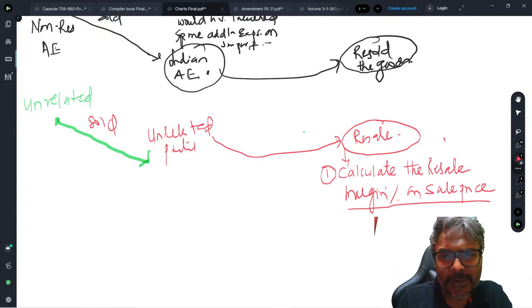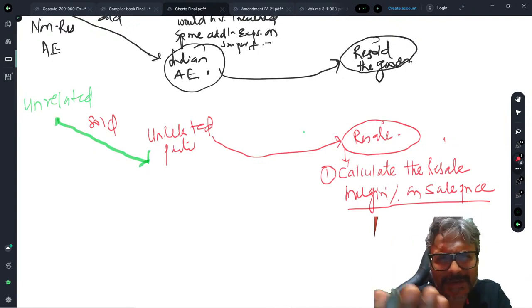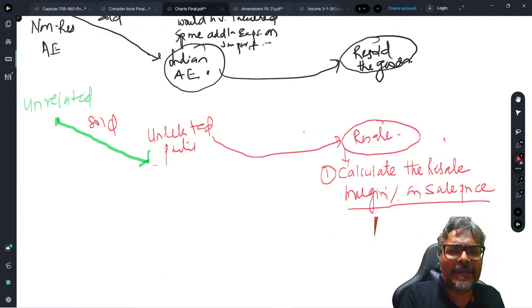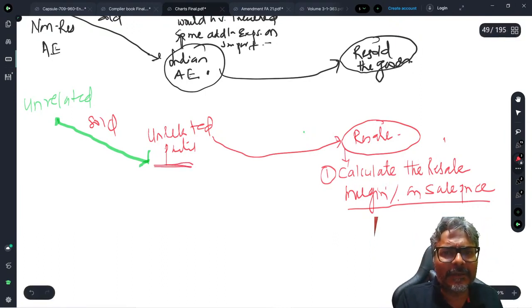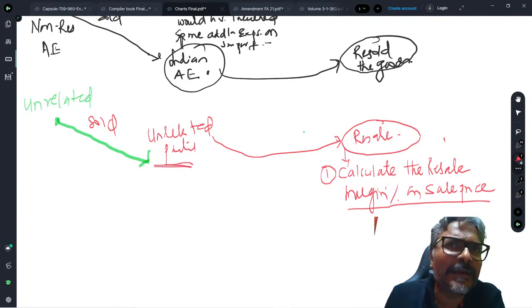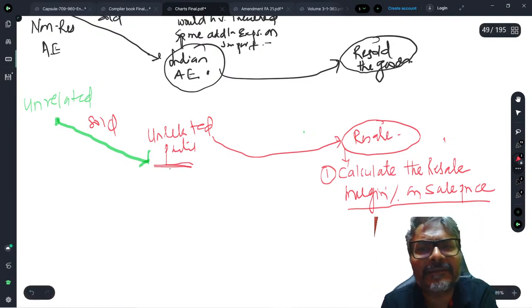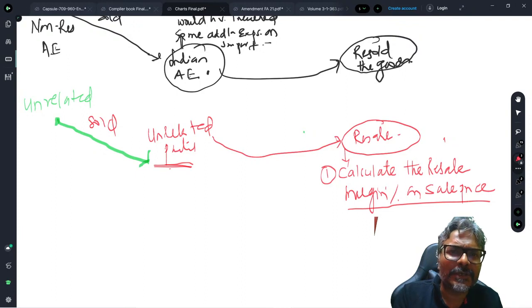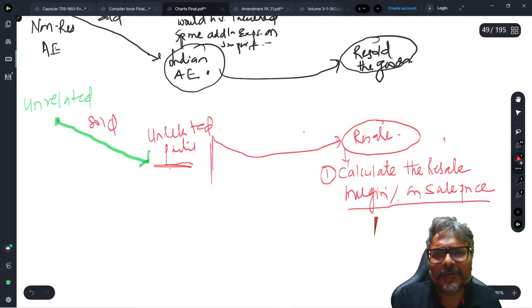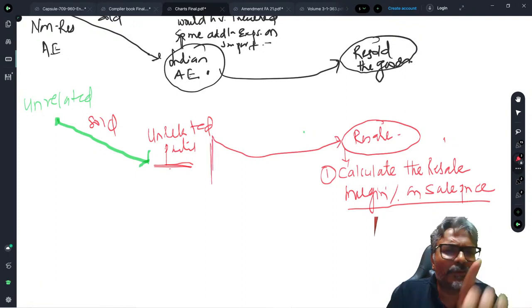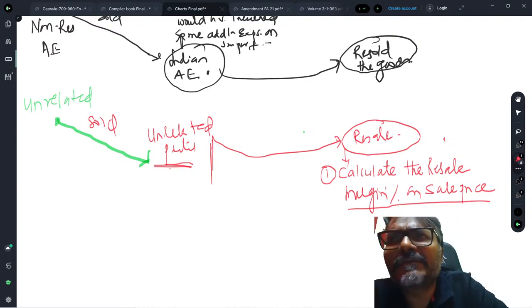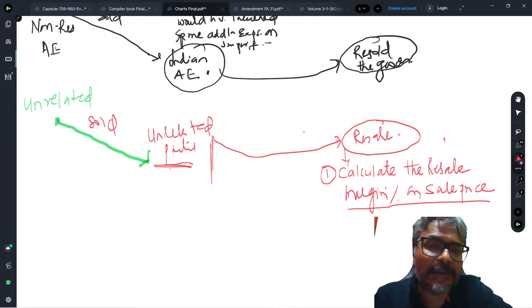So in fact, you have to calculate the margin. That would be simple. How do you calculate the margin? The reselling price by the unrelated party, when they are reselling the goods, that price will be compared with the cost of this particular goods. Simply put, you will get the margin. Once you get the margin, please get the margin percentage, which is the percentage on sale.